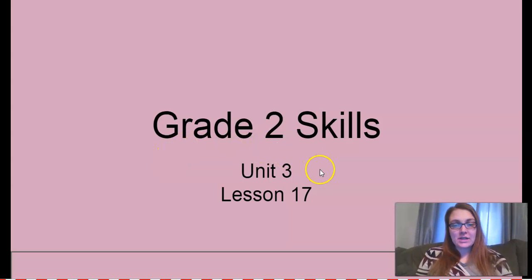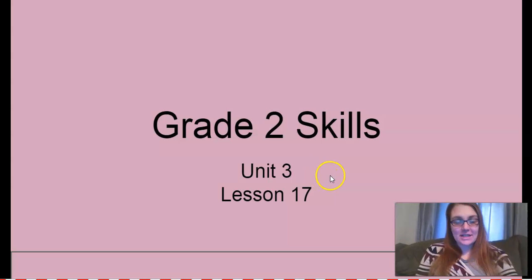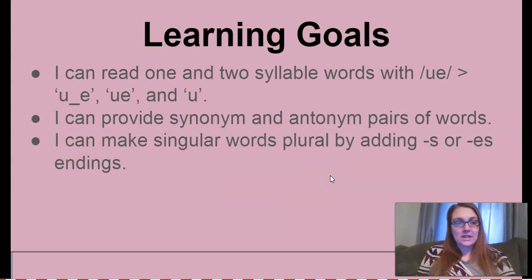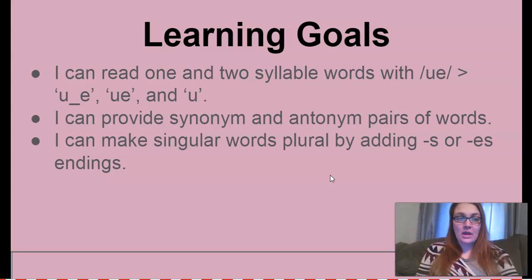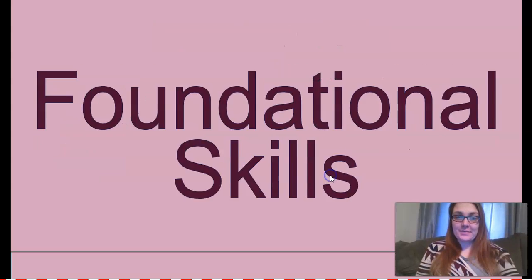We're on grade 2 skills. Today is unit 3, lesson 17. Our learning goals for today: reading 1 and 2 syllable words with the U sound spellings of U space E, U, E, and U. Being able to provide and identify synonym and antonym pairs of words. And then make singular words plural by adding either an S or an ES.